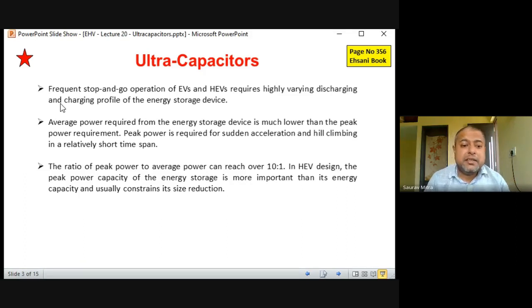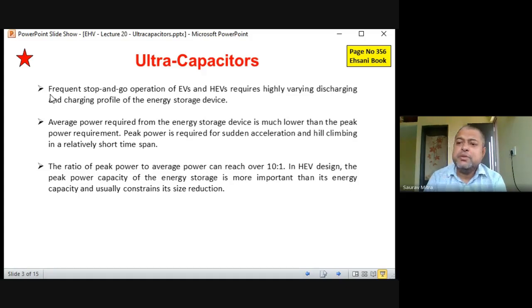In HEV design, the peak power capacity of the energy storage is more important than its energy capacity and usually constrains its size reduction. One is energy delivery and another is power delivery. Power delivery means energy delivery in a short period of time. The battery is falling short there. A battery can give a huge amount of energy over 20 hours, but not in a very small period of time, maybe 3 seconds or 1 minute.